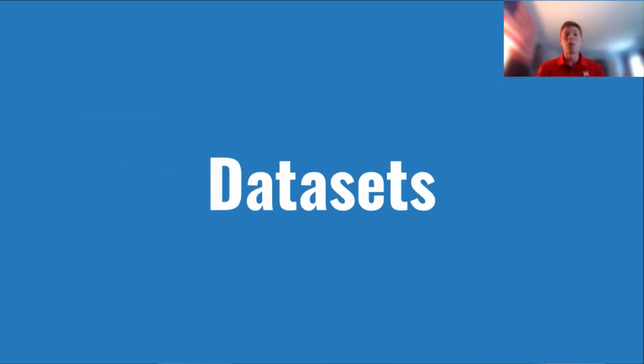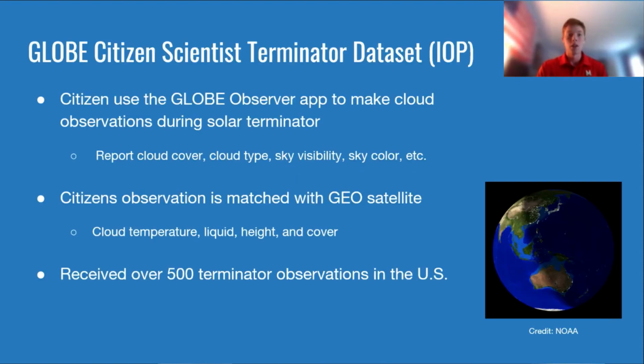So now I'm going to talk a little bit about the data sets that I've been using. The first one is the Globe Citizen Scientist Terminator dataset. And this was the one with the intense observation period. It released in March of 2021. And citizens could go outside using the Globe Observer app and make observations during the Terminator.